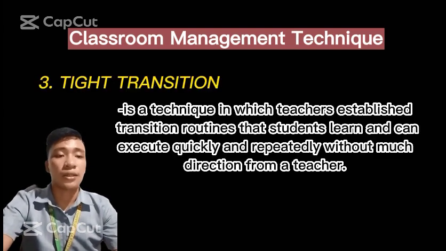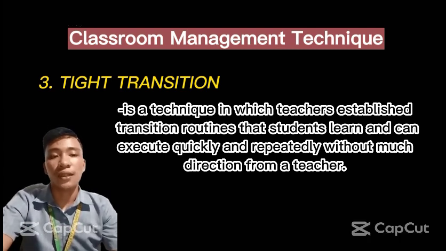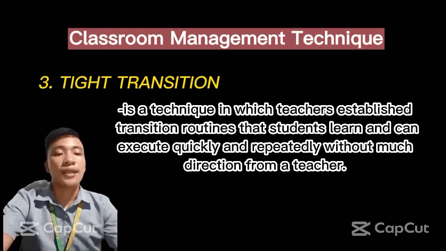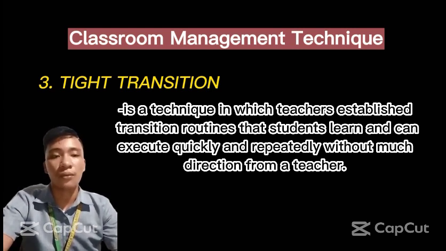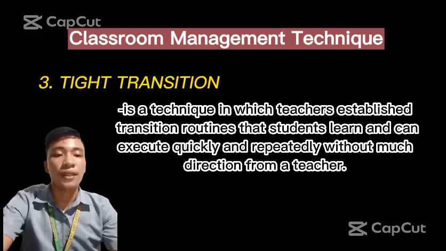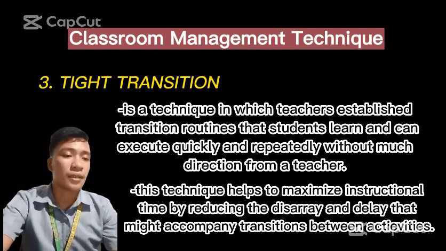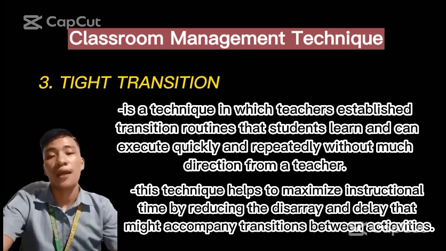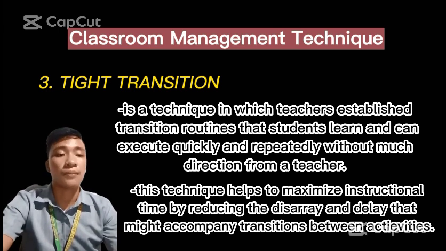Third, tight transitions is a technique in which teachers establish transition routines that students learn and can execute quickly and repeatedly without much direction from a teacher. For example, a teacher might say "reading time," and students will know that they are expected to stop what they are working on, put away their materials, get their books, and begin reading silently on their own. This technique helps students to maximize instructional time by reducing the disarray and delay that might accompany transitions between activities.